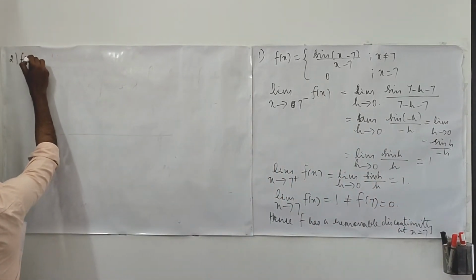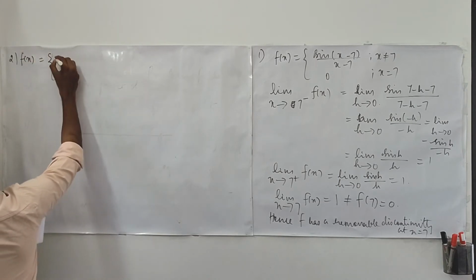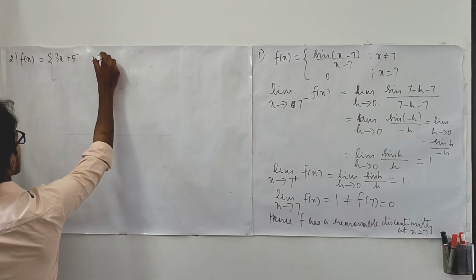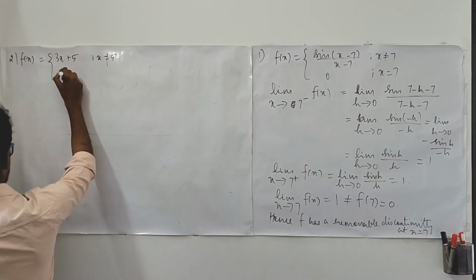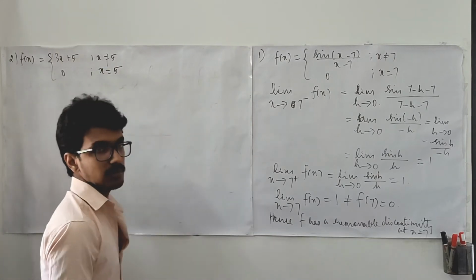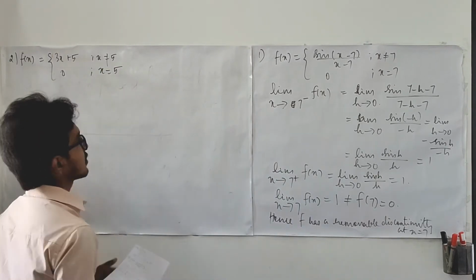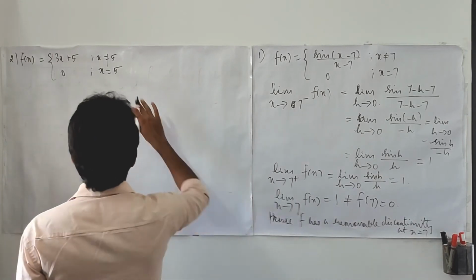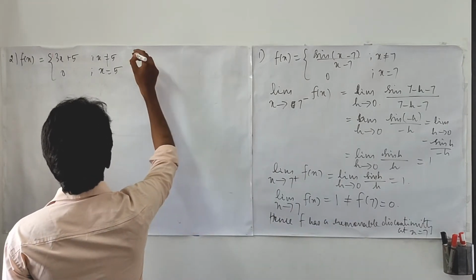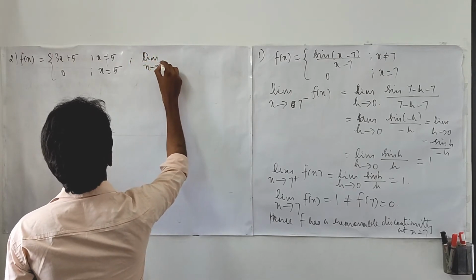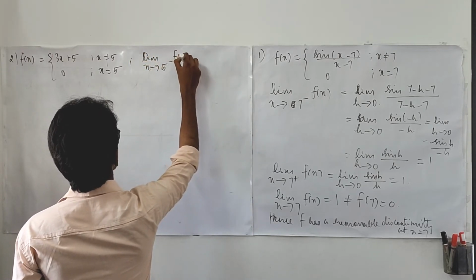f of x is defined in the form of 3x plus 5 when x is not equal to 5, and 0 when x is 5. So the function is changing its behavior at the point when x is 5. In that case, let us evaluate limit x approaches 5 minus of f of x.